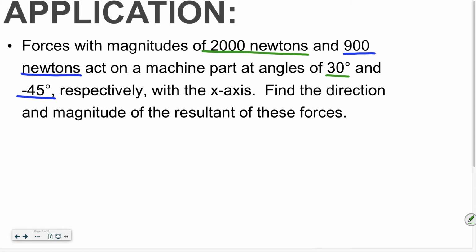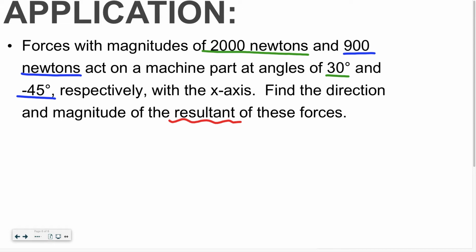So I want to know the magnitude and direction of the resultant. Okay, we've seen that word. Resultant has been referring to what about two vectors? What do we need to do with the two vectors? We need to add them together.